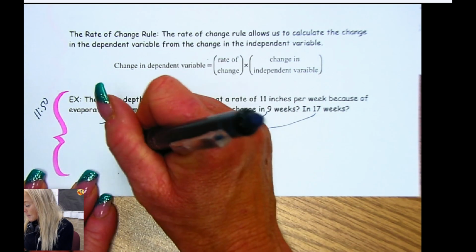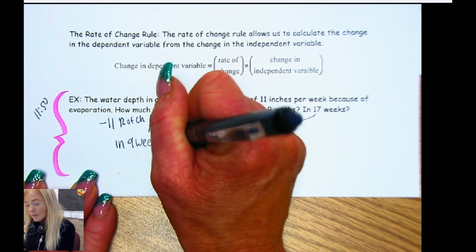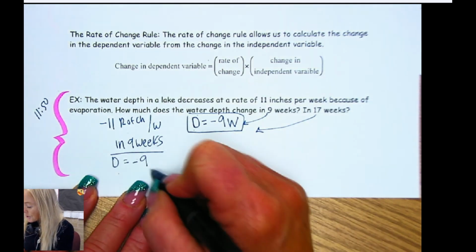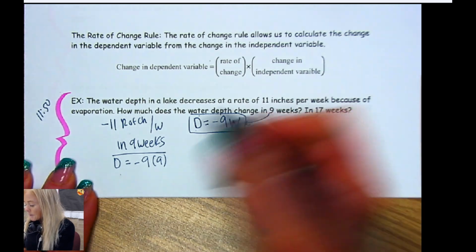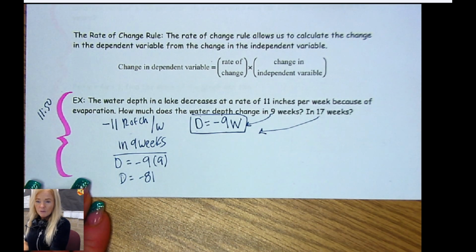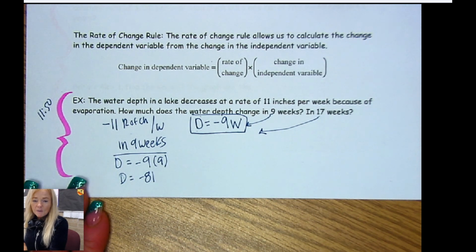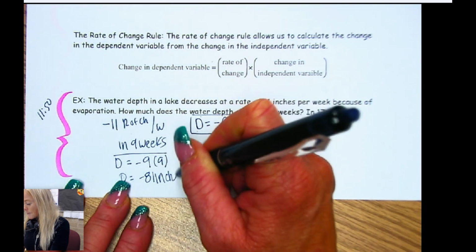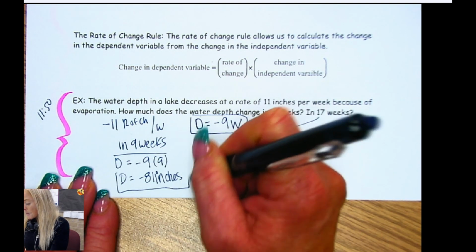So in 9 weeks, what happens? We have the depth equal to -9 as our rate of change times 9 weeks, and that's going to be 81 inches less. So it'll decrease 81 inches, right? And I guess we can write inches there. That's going to be our new depth.